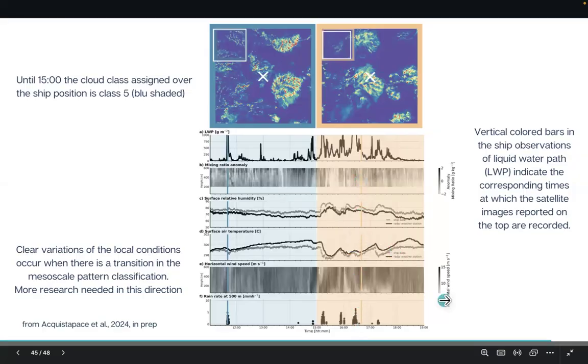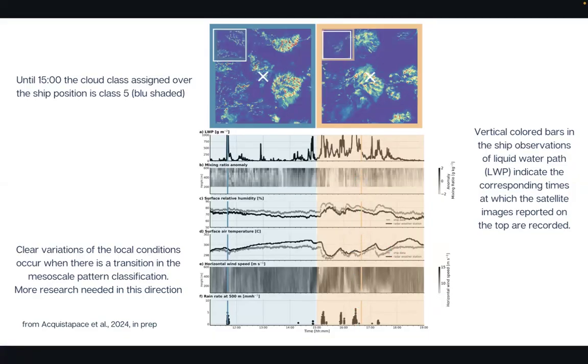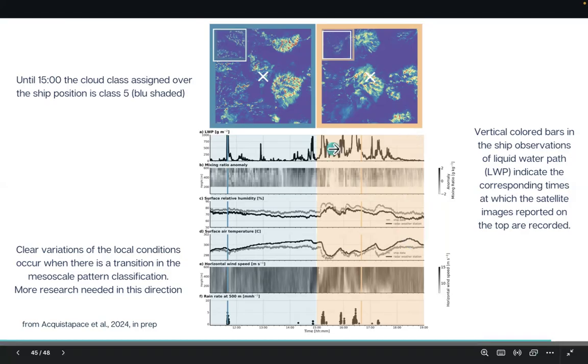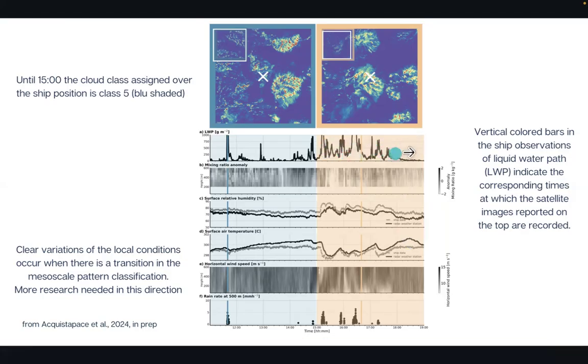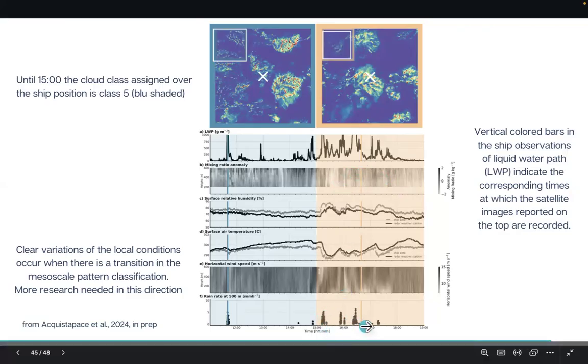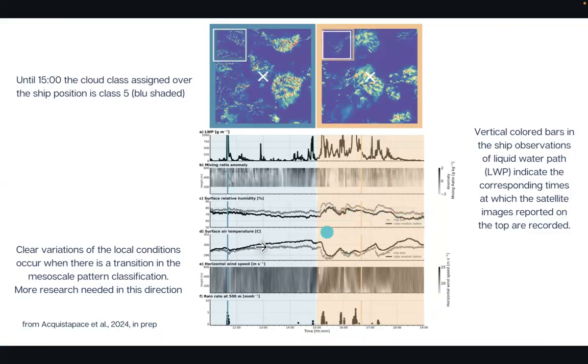So what is relevant to see here is that in the ship-based observations, we clearly see that the local conditions have changed at the moment in which we see the transition from class 5 to class 3. In particular, you can see that the liquid water path starts to have much higher values. You can see anomalies in mixing ratio that is increasing a lot, and white is decreasing a lot, white is a negative anomaly. So it's dry air coming down here. And also in these other spots in which we have precipitation, here you have the rain rate. And then you can also see the effect at the surface for surface relative humidity and surface temperature.